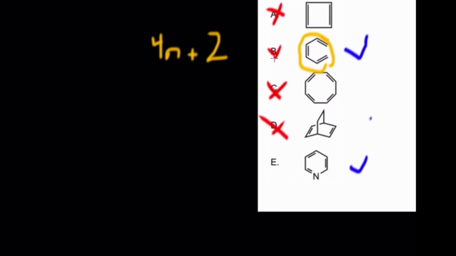So we are left with E, which is our correct answer. Because we can see that even though it has a nitrogen, it's still a complete ring, and it is conjugated completely around this ring here. So we can say that E has a Huckel number of pi electrons, and it has a complete conjugated ring, which means that compound or structure E is aromatic.